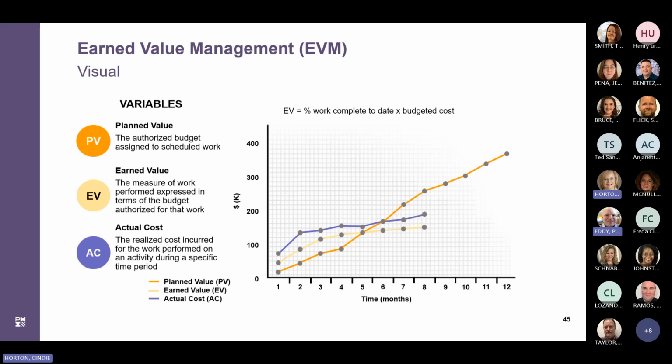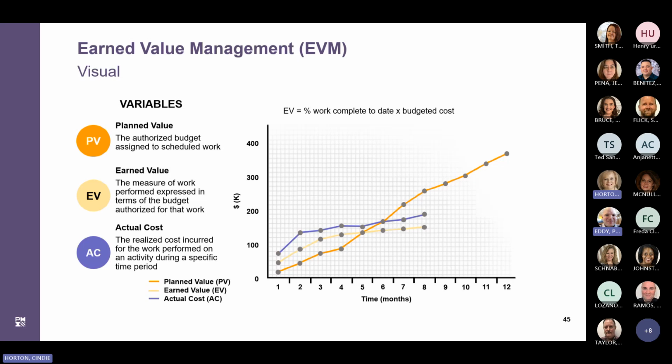So planned value, or PV, is the authorized budget assigned to scheduled work. And the net of it is, planned value is what you're planning to deliver, right? What we plan to deliver, $2,000 worth of a product or service, right? This amount is specified in the project's cost baseline.